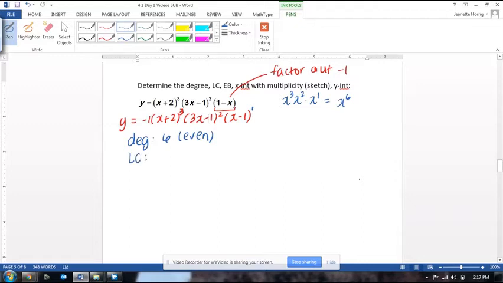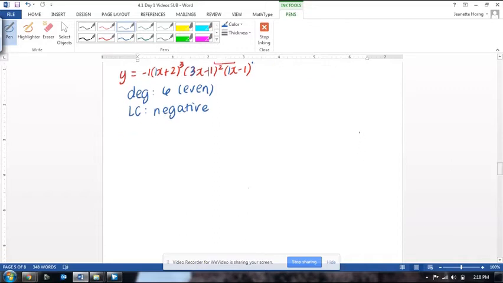LC stands for leading coefficient, if you recall. Now, if you look at the leading coefficients, they're all kind of positive here. Here's a +1, here's a 3, and here's a +1. If I really wanted to find it out, I would just multiply all of these coefficients of the x: -1 times 1 times 3 times 1 happens to give me -3, but the only thing I really care about is that it's a negative. So I'm going to write down it's negative.